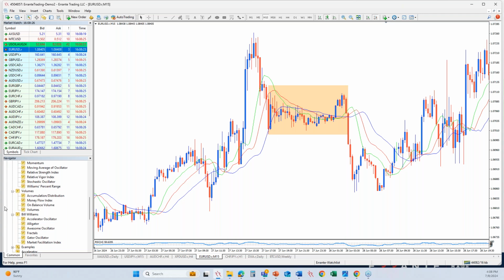Additionally, consider combining the alligator with other technical indicators such as the relative strength index or RSI, or moving average convergence divergence or MACD, to confirm the trend and strengthen your trading strategy.